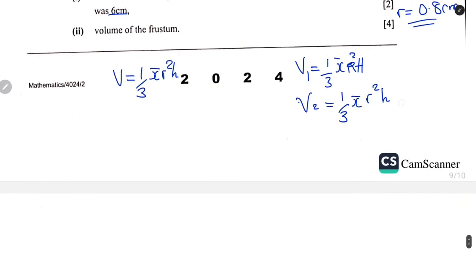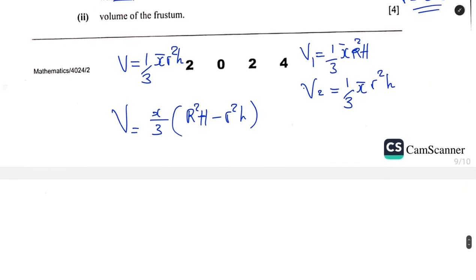Now we can incorporate this into one formula, but I like using them separately, then at the end I subtract the solutions. But if you can incorporate it, the volume of the frustum will be pi over 3, then in the bracket you are going to remain with R square h minus r square h. This should also give you the same answer.